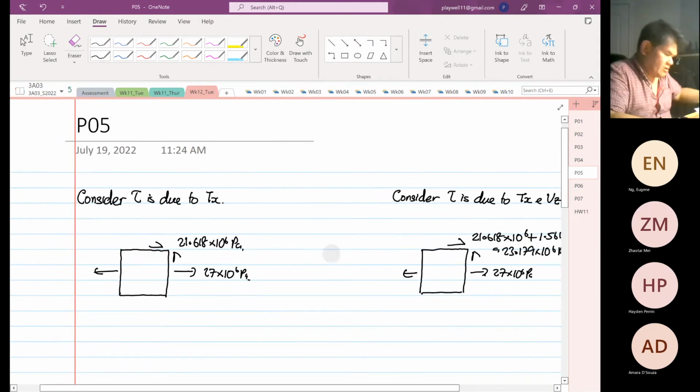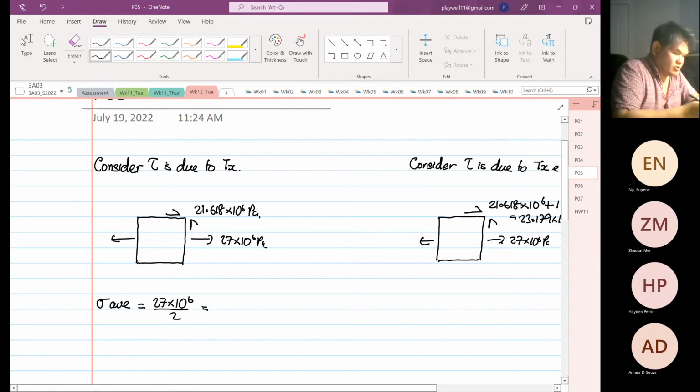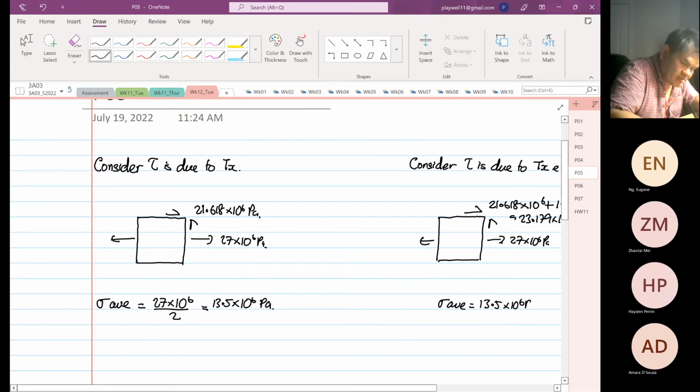From here, we know that the average stress is equal to 27 times 10 to the power 6 divided by 2, which is the center of the circle. So that is 13.5 times 10 to the power 6 Pascal. It's the same because the normal stresses are the same. This is also equal to 13.5 times 10 to the power 6 Pascal.